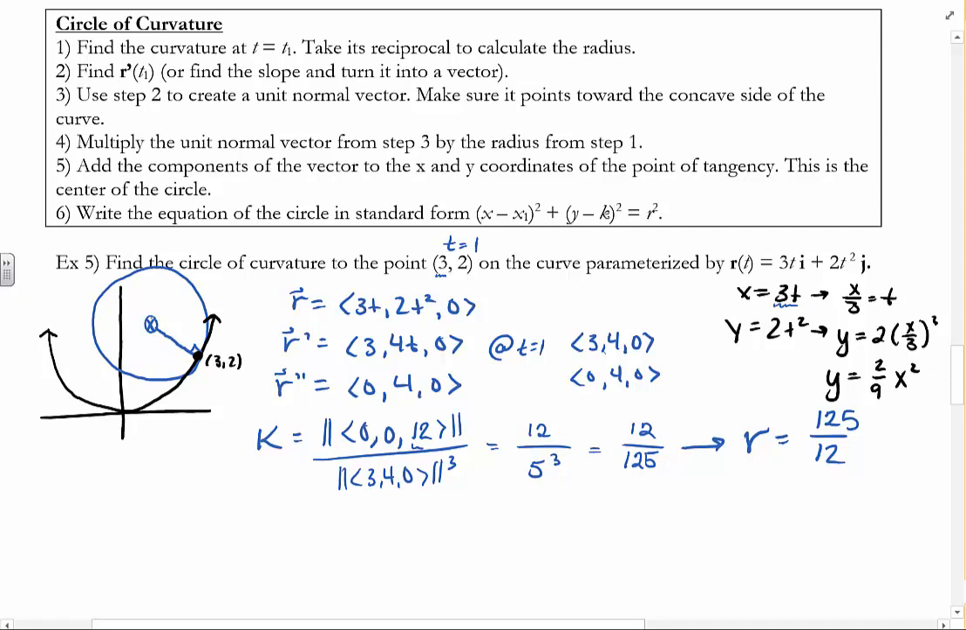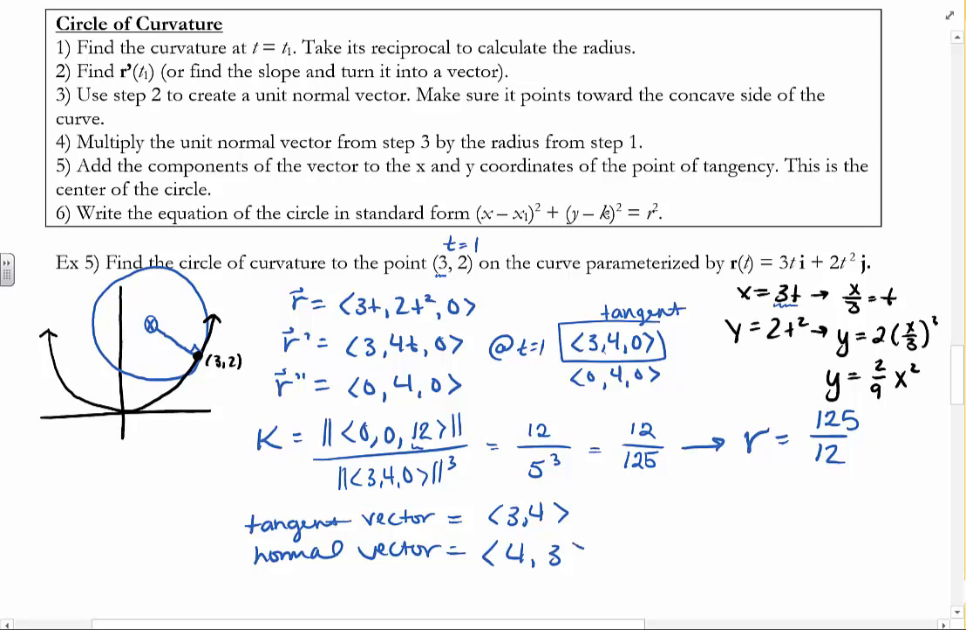Well, we're going to use that nifty trick I talked about before, where if you're in 2D and you have a direction that's tangent, your normal direction is the negative reciprocal of that vector. So a tangent vector is the vector (3, 4), which means a normal vector is going to be the vector (4, 3) with one component negated. Now, since my circle has to come over here, I have to go up and to the left, which means I'm going to negate the x, because I'm going to go to the left.